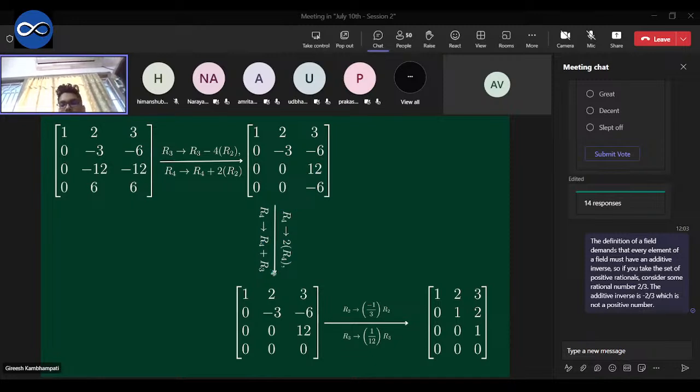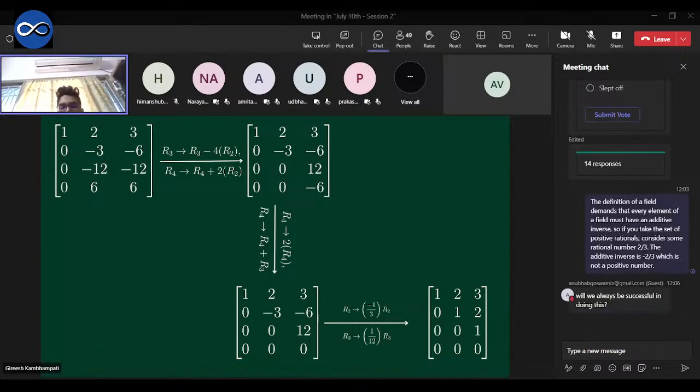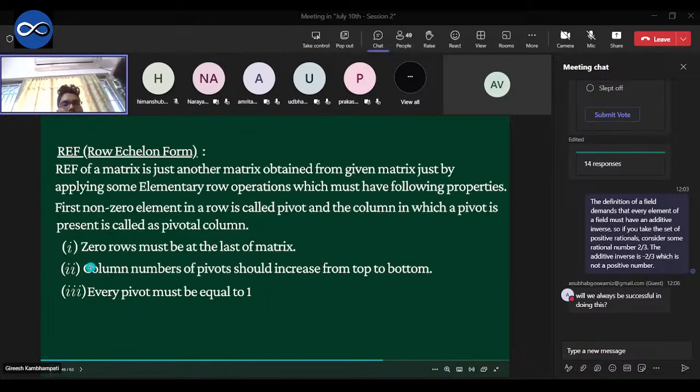Like that we can increase the number of zeros in every column, and after increasing the number of zeros, this is the only task we have to do. We should get a form in such a way that the number of zeros increases from the first row to the last row, except for the 0 rows. Sometimes we may get 3 zero rows, where in all 3 rows every element is 0. In that case, we can leave those rows at last, as shown here.